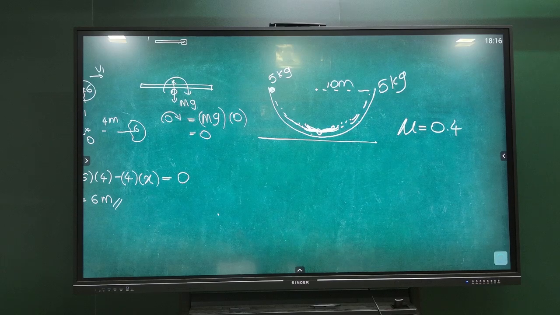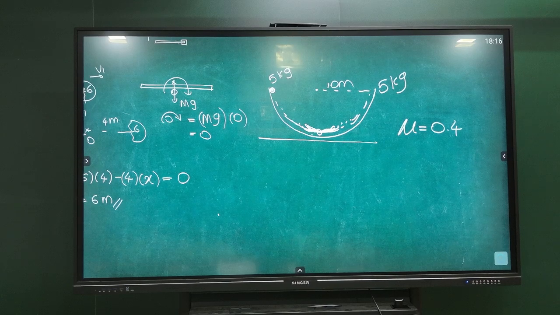Try to get the answer. How far will this ball move? Yeah, I'm talking about the horizontal distance. When the pebble is moving, the ball will move like this, right? Horizontally somewhere. I need to find how far it will move at the end of the day.